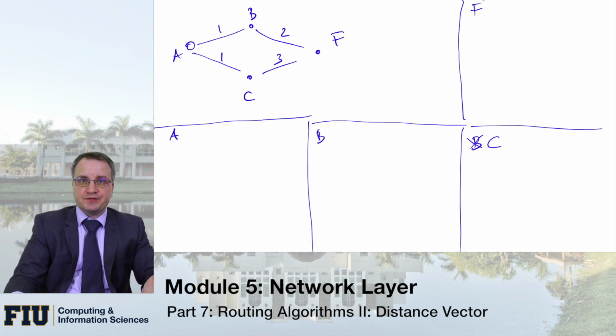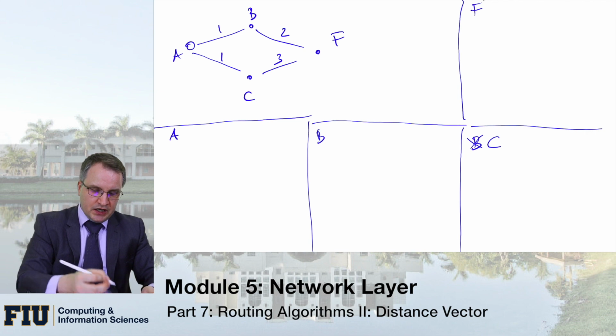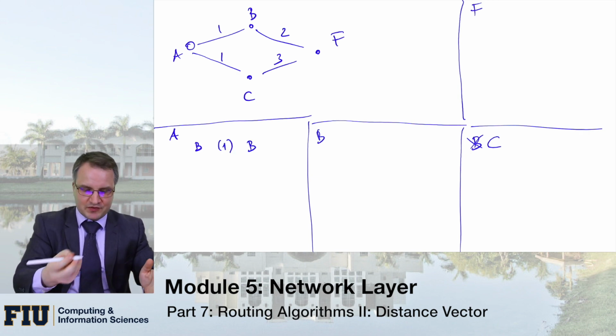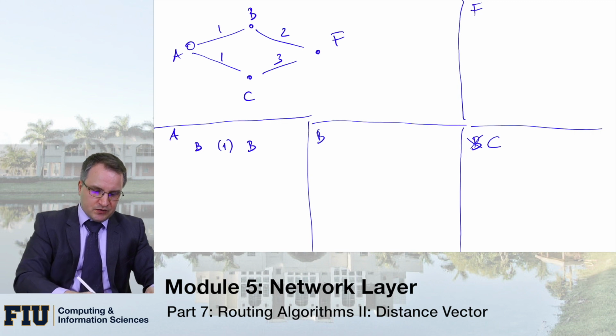So what we know initially. Initially, we know that A can reach B with 1 hop, because somehow we can discover our neighbors. That's the assumption in the distance vector protocol. And what we can write is that we can reach B through 1, directly through B. And the same thing we can write: we can reach C through 1, again directly. That would be iteration 1.